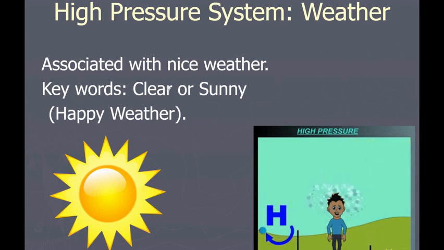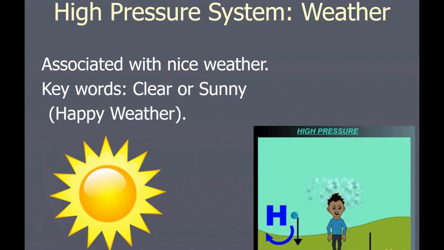I pointed out these key words because you might want to write these down because these are the things you would see on like a weather report that you're supposed to be collecting every day. So whenever we see that, that is a sign that says, I can predict that there's a high pressure system. Let's double check with the data to make sure that is the case.